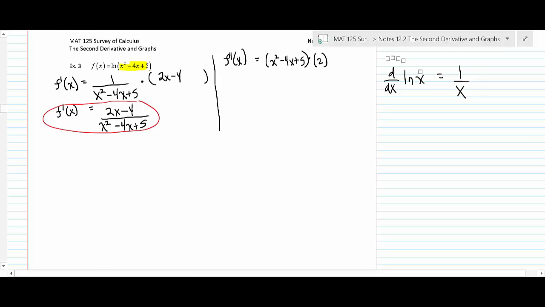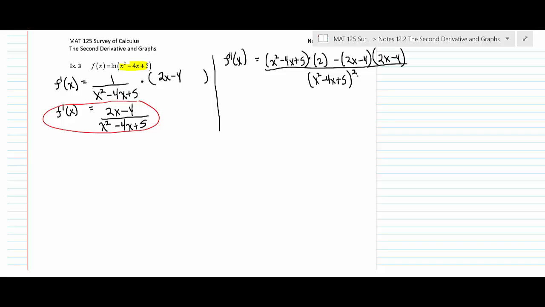Then we do it backwards, and now we do a minus sign on the quotient rule. So we go minus the top, 2x minus 4, times the derivative of the bottom, which is 2x minus 4 again. That's all over the bottom squared. So we write x squared minus 4x plus 5 all to the second power. So that is your quotient rule, and we do need to simplify that out.